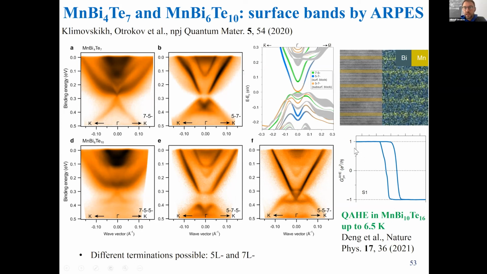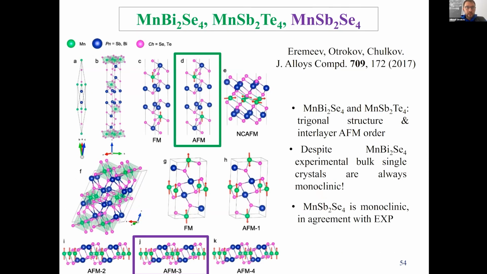I just would like to highlight the recent result about the quantum anomalous Hall effect in the manganese bismuth telluride 16 system that was observed, as far as I remember from the paper, for up to 6.5 Kelvin. Looks like a record for the quantum anomalous Hall effect so far. Talking about other systems in particular, we have touched already in the conversation the system which is called manganese bismuth selenide.